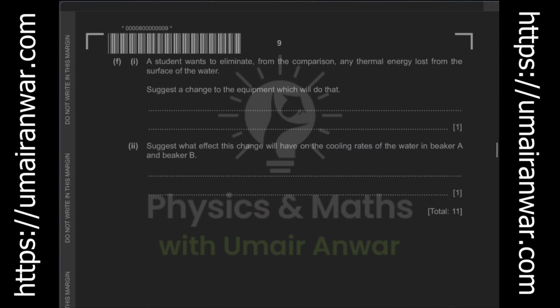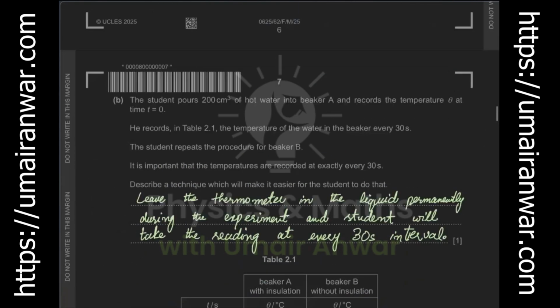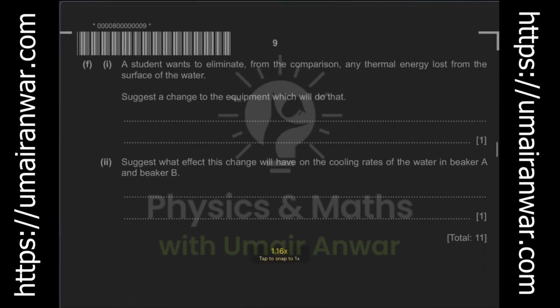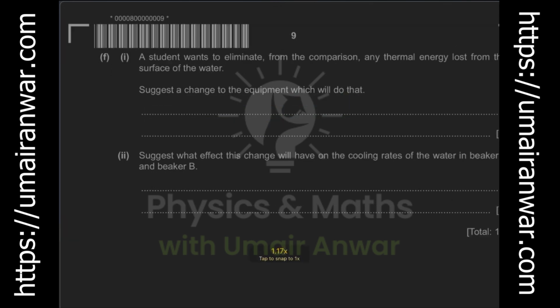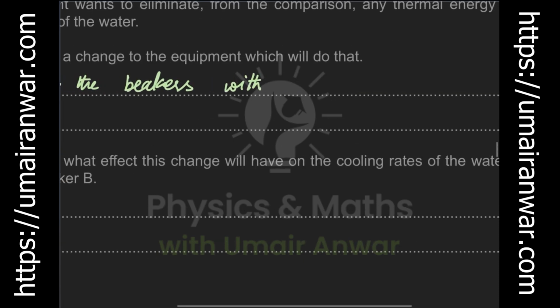The next part says a student wants to eliminate from the comparison any thermal energy lost from the surface of the water. The two beakers being used for the experiment did not have any lid to cover the surface, so the heat was being lost from the surface of the beakers. Suggest a change to the equipment which will do that. So it's simple. We just have to place or cover the beakers with a lid.